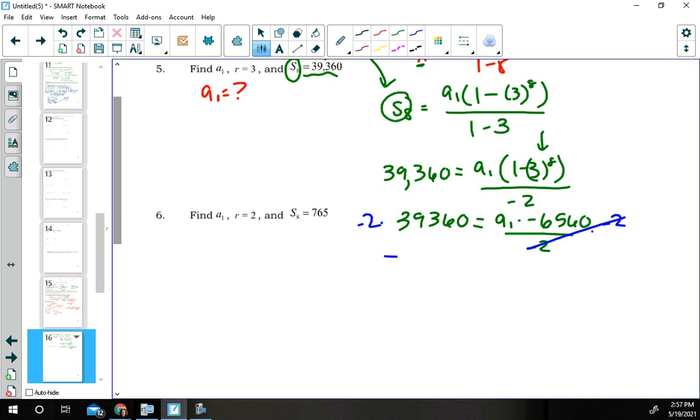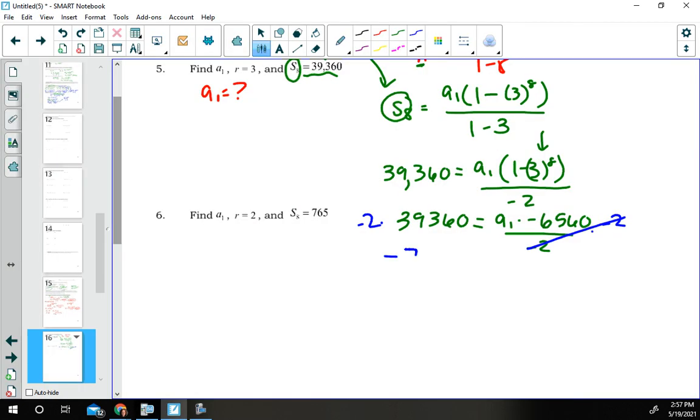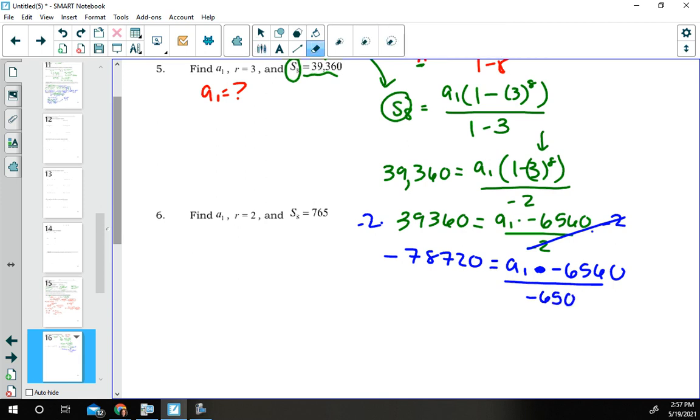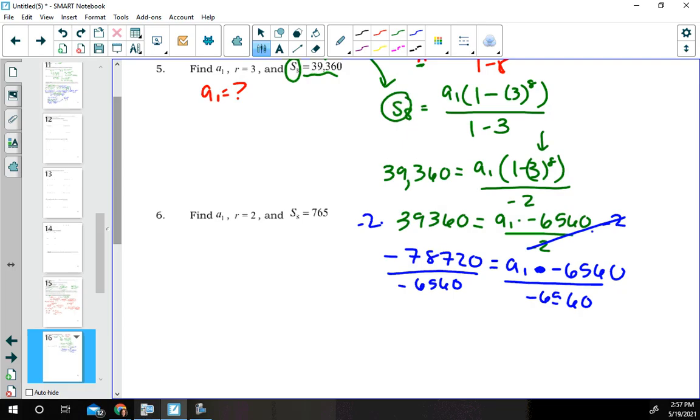Oh, I missed a number. 39360 times negative 2. There, 78720. 78720 equals a sub 1 times negative 6560. Divide. So my first term is 12.